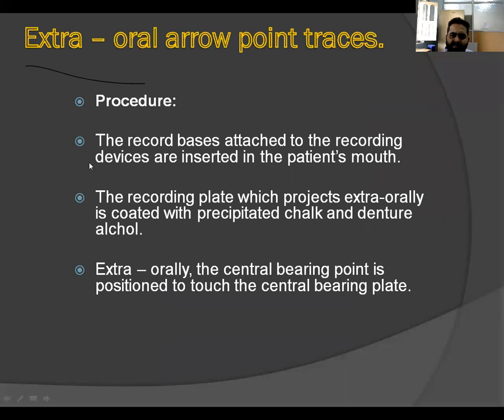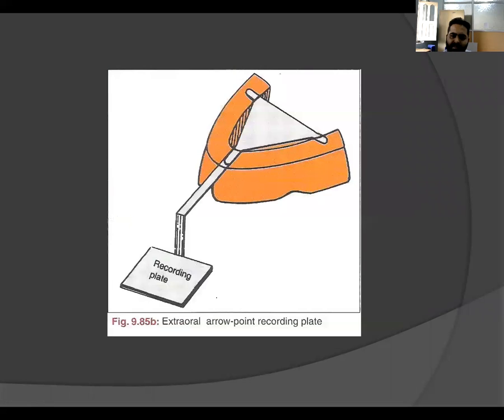First, in the extraoral tracings, the procedure is basically similar to the intraoral traces, but the attachment of the devices is exactly opposite to the intraoral devices. In extraoral tracing, when you want to place the central bearing point, it is placed in the maxillary, exactly opposite to your intraoral traces. The difference is the recording plate is present outside the mouth.